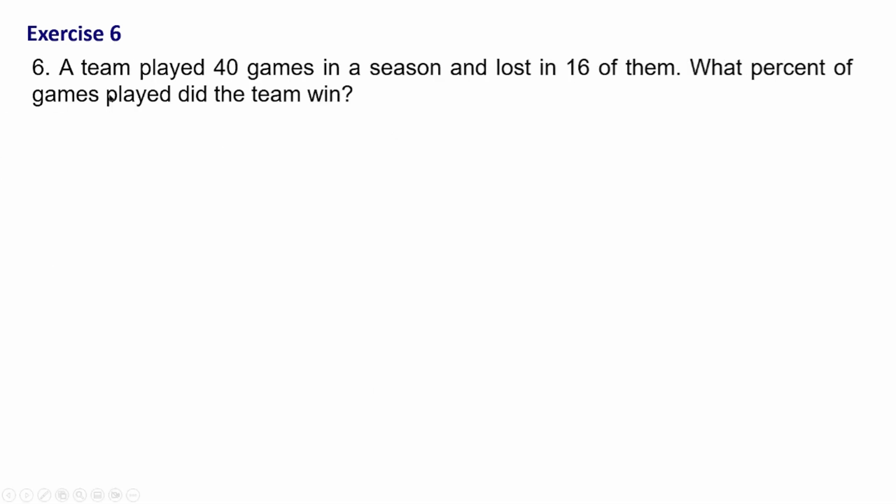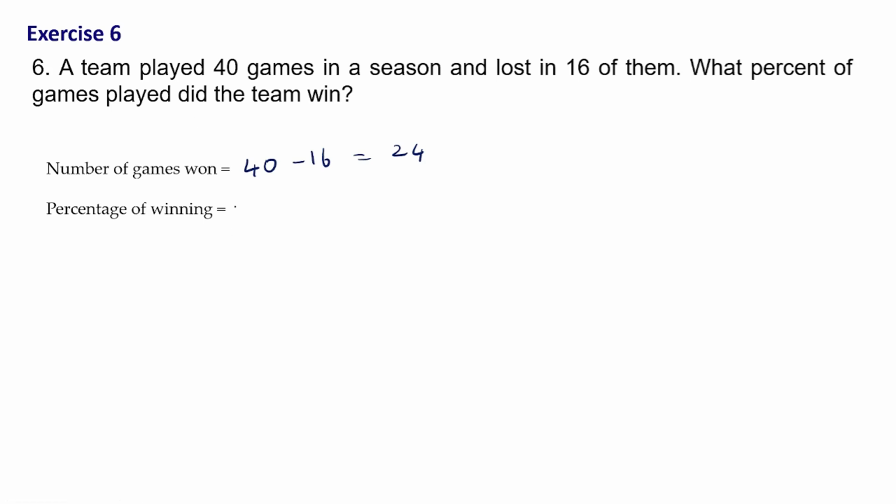Next question. A team played 40 games in a season and lost 16 of them. What percent of games played did the team win? Here the number of games played is given, and the number of games lost is given. So from that we can find the number of games won. Number of games won is 40 minus 16, so it is 24.